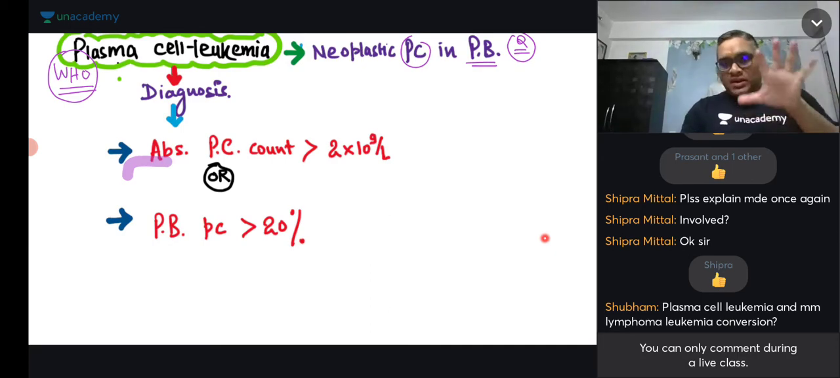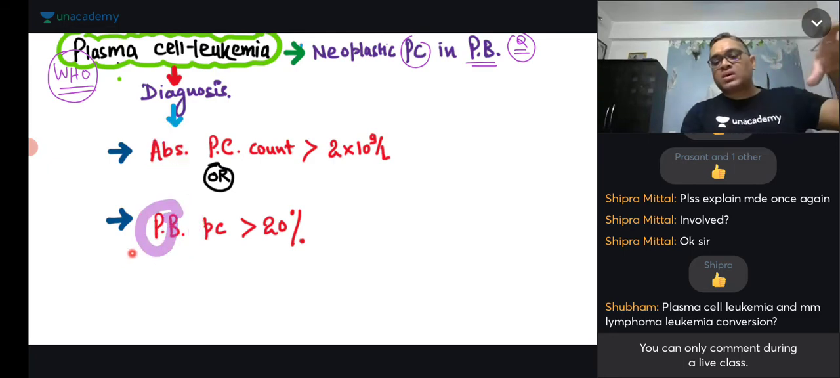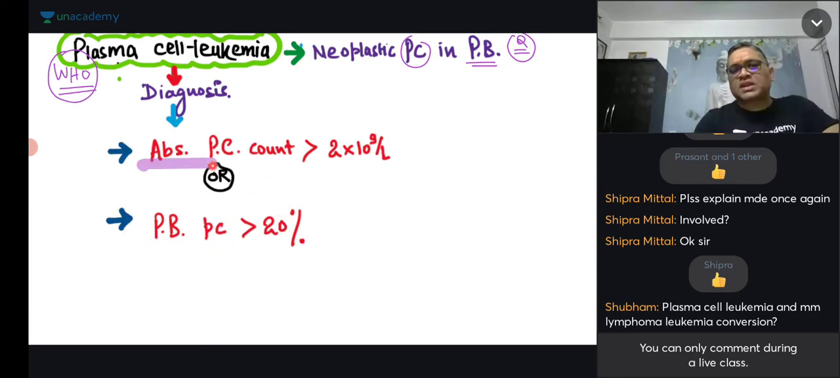But in this case, WHO has taken one step because their prognosis is different, right? That is why you have to identify earlier and start the treatment earlier. If you are waiting for them to involve the bone marrow, then it will be very late. So plasma cell leukemia is a very, very important step. And there is only one criterion: either peripheral blood should have more than 20%, or absolute plasma cell count should be more than 2 into 10 to the power 9 per liter.